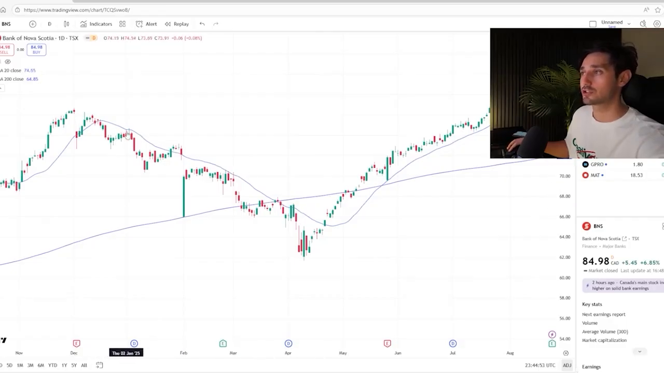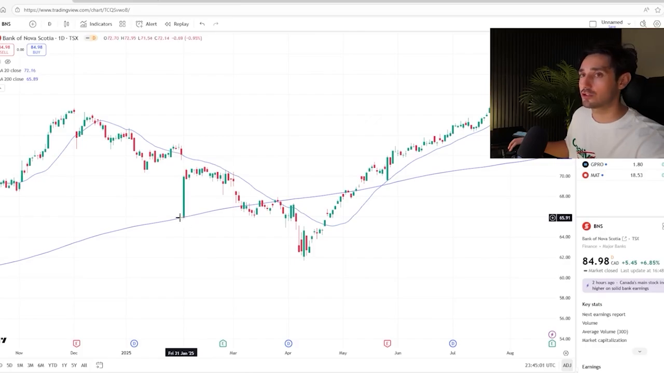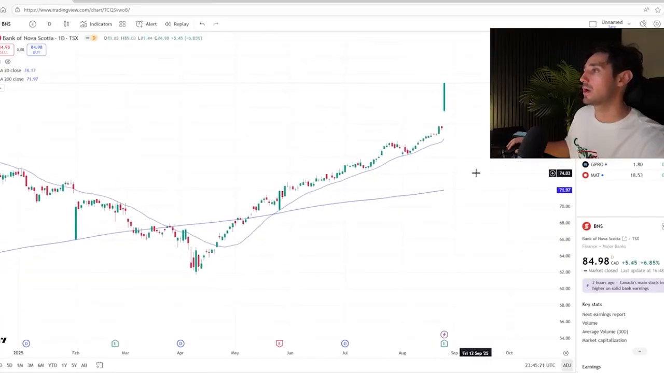We drop, retrace into the 20. Drop, retrace into the 20. Here we actually gapped down like 8%, and it gapped right into the 200 MA on the daily time frame. So this 200 MA acted as a floor for price. It acted as support for price. We gapped right into it, instantly got bought, then retraced into the 20, hit it perfectly, dropped. Again, hit it perfectly, dropped. And then right here, the trend reversed and we went into an uptrend.